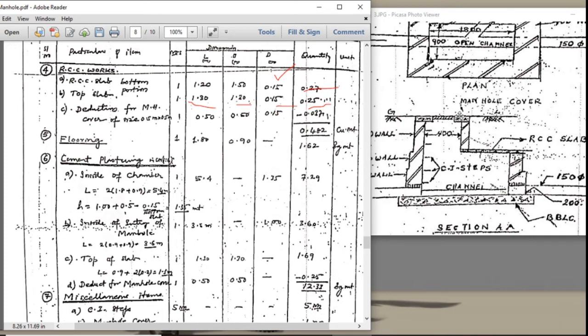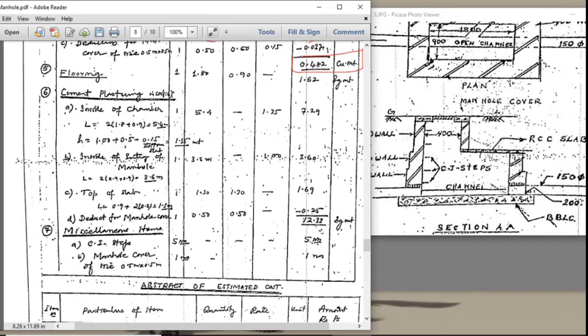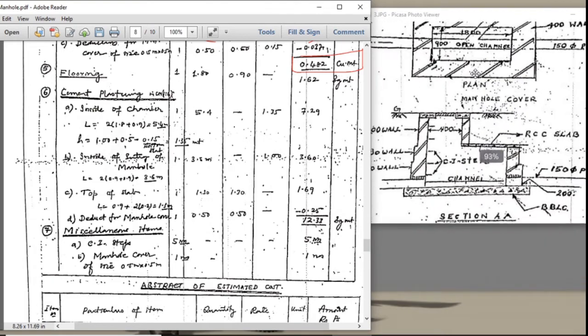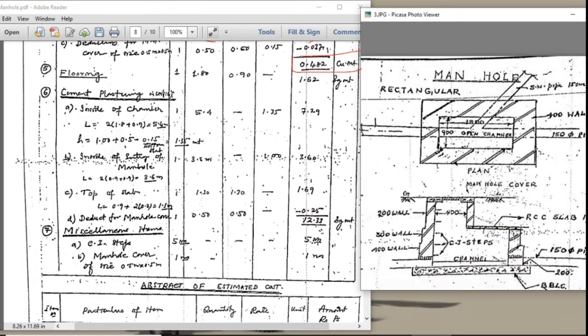So deduction for the manhole cover. The dimension is given 0.5 into 0.5, bearing 0.15. You add A and B and minus the deduction for the manhole, you will get 0.482 cubic meters. And for flooring, see the inner dimension 1.8 into 0.9, which is 1.62 square meters.